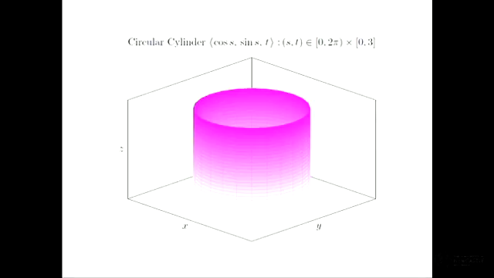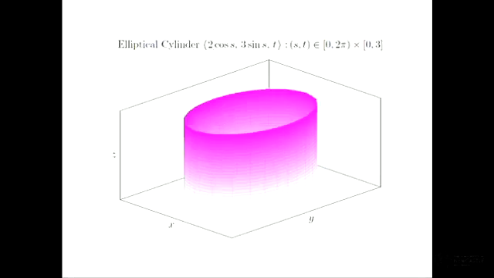So here's a circular cylinder. If we cut it at any of these positions, we're going to get a circle. And here's the elliptical cylinder, and if we cut it, you will see that we'll get ellipses.